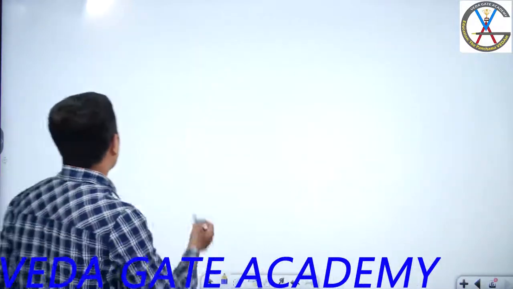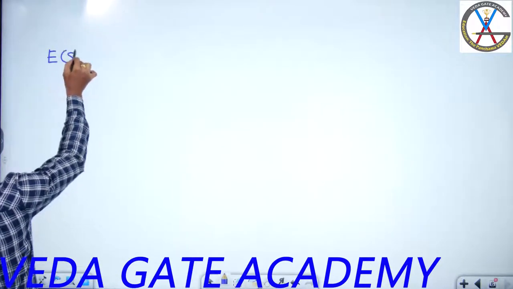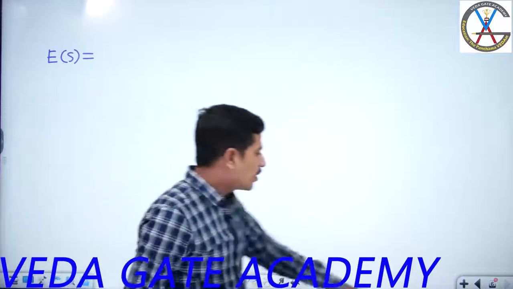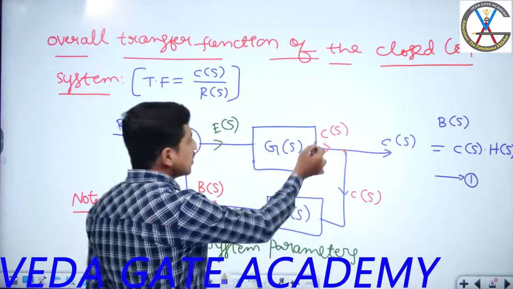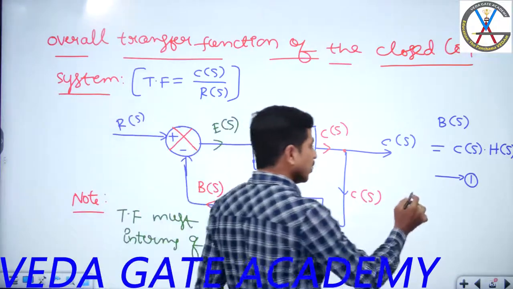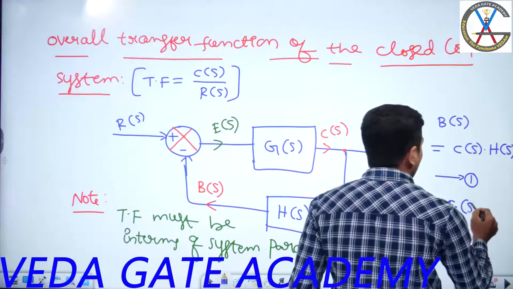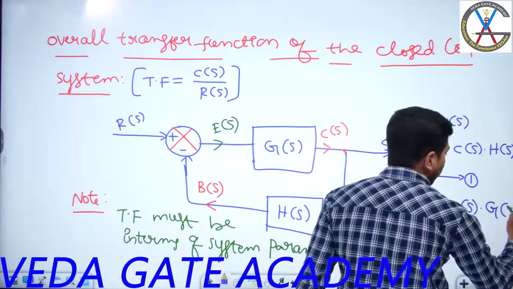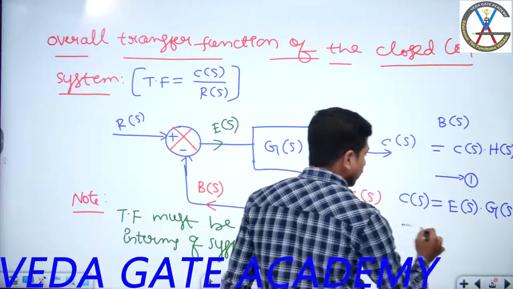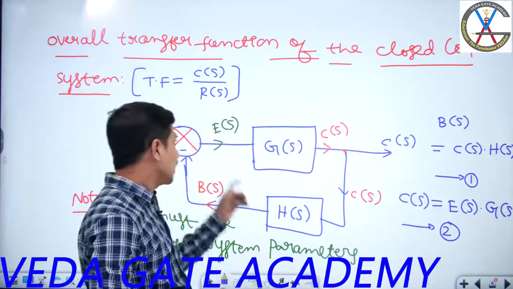Now tell me, I want E of S. Why do we want E of S? Because C of S is equal to what? C of S is equal to E of S into G of S. Come on, right here. C of S is equal to E of S into G of S. That's why we need E of S. Second one. Let's take this as equation two. Let's write E of S.